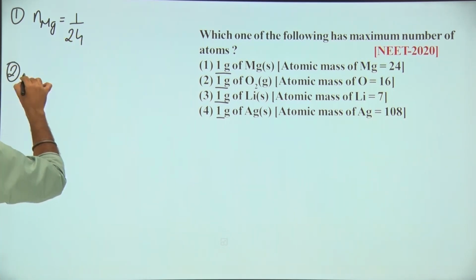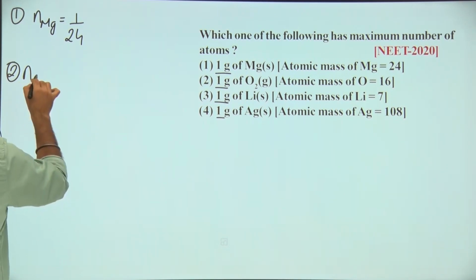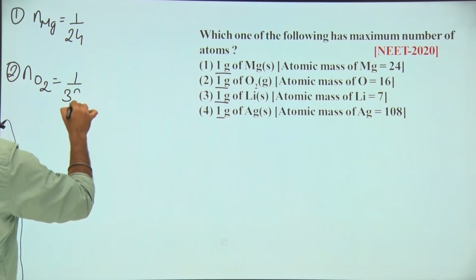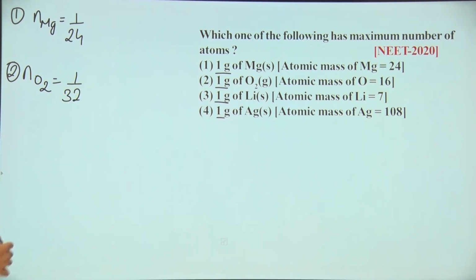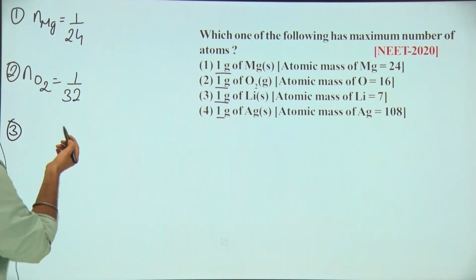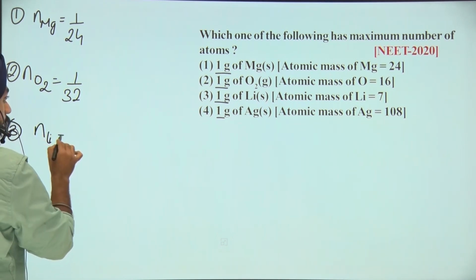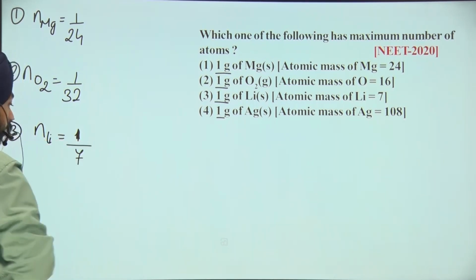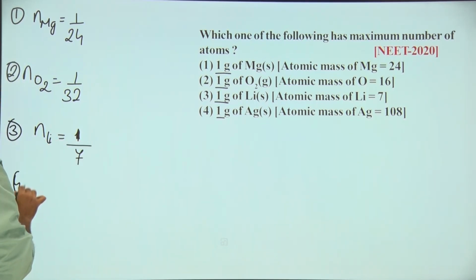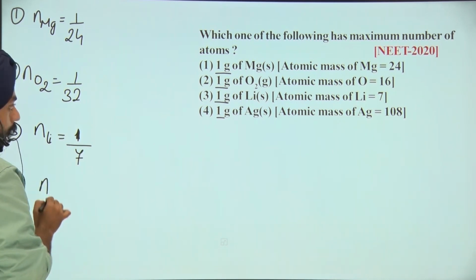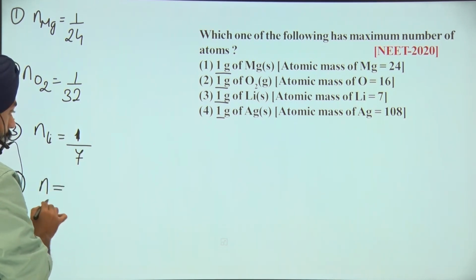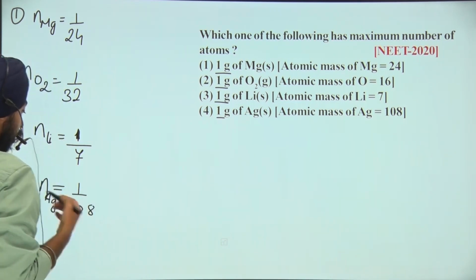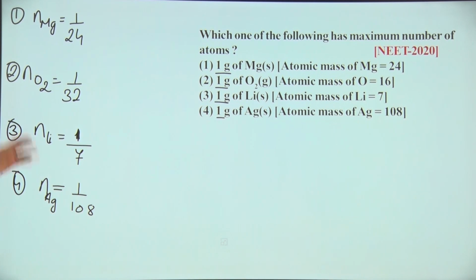In the second case, students, the moles of oxygen will be equal to 1 divided by the molecular weight of oxygen, which is 32, so the moles will be 1 by 32. In the third case, moles of lithium is 1 divided by its atomic weight, that is 7. And in the last case, 1 gram of silver, that is Ag, will be 1 divided by 108. Clear?